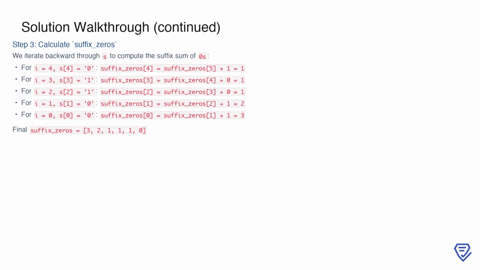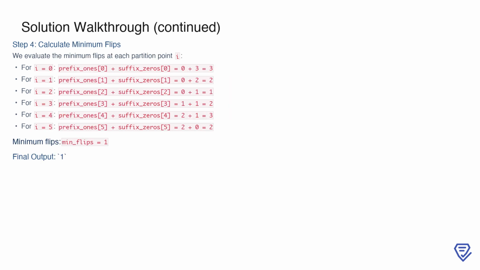to partition the string. The last step is to calculate the minimum number of flips needed to make the string monotone increasing. For each potential partition point i, we consider the sum of prefix_1's[i] and suffix_0's[i]. This represents the total flips required to make all characters before i into zeros and all characters from i onward into 1s. We evaluate this sum for each partition point and track the minimum value. For this example, the calculations are as follows.